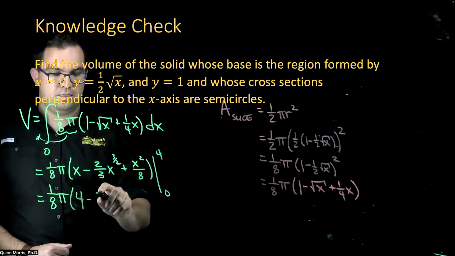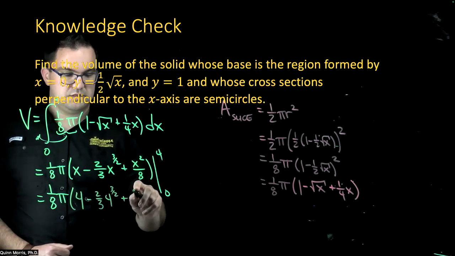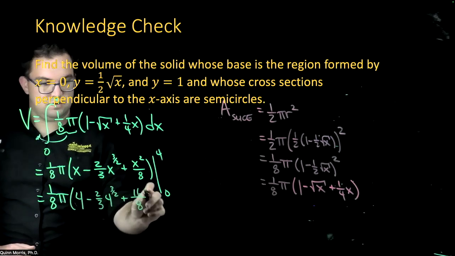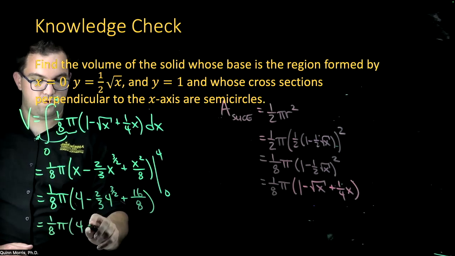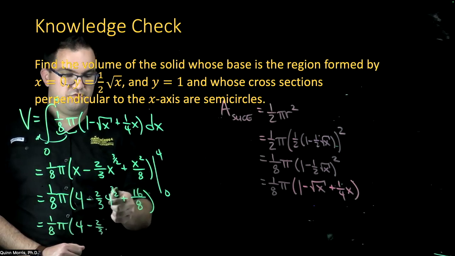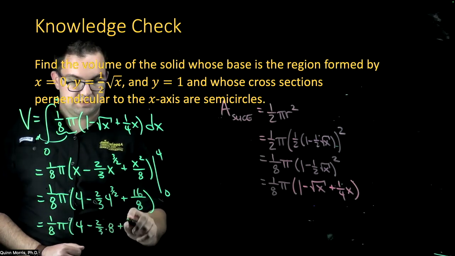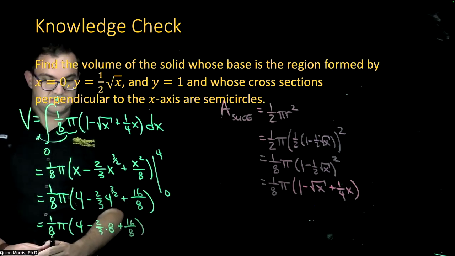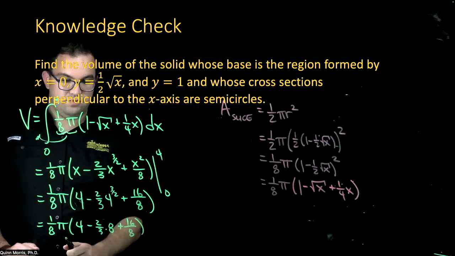So I'll get a 4 minus a 2/3, 4 to the 3/2, plus a 4 squared, which is 16 over 8. Okay. Now simplifying a bit more, I'll get 1/8 pi times, this will be 4 minus 2/3 times, all right, 4 to the 3/2. So we take a square root of 4, that gives us 2, and then we cube that. So that's going to give me an 8 plus a 16 over 8. Okay. Now what I can sort of see is that I'm going to need a common denominator. I have a denominator here of 3 and a denominator there of 8.